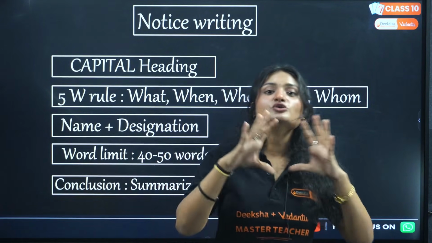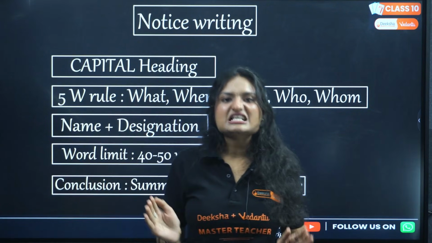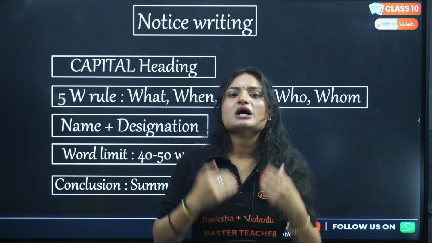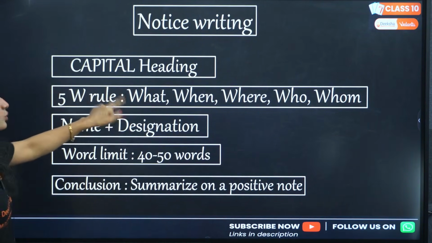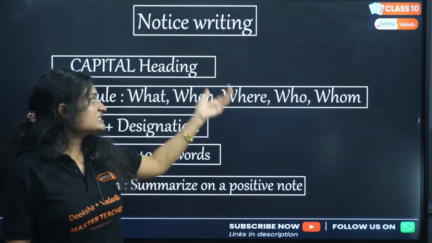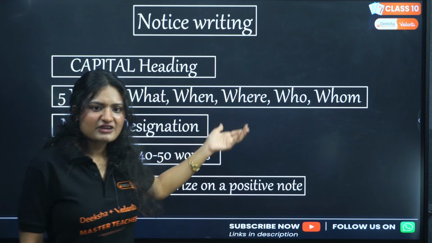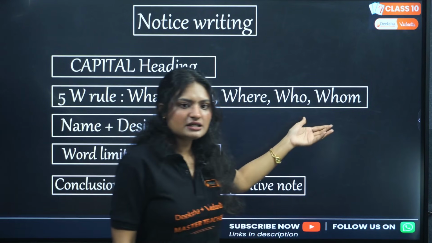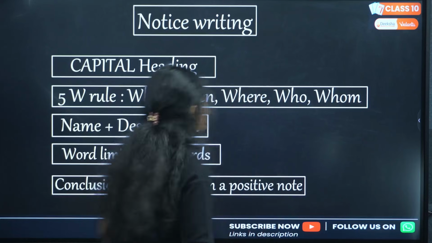So you want people to notice whatever the rule has been, what the change in the rules has been, and what information you are trying to convey, my dear kids. The 5W rule. You need to know what, when, where, who, and whom. So what is the notice? When is it going to be implemented, and where will the effects be shown? Who is implementing it, and to whom it has been implemented?